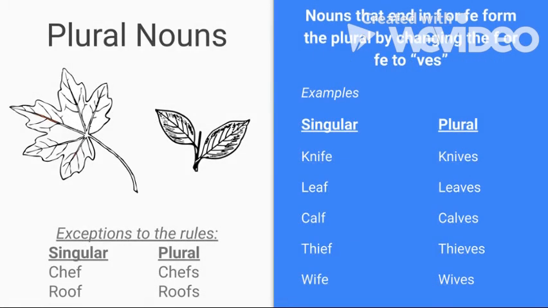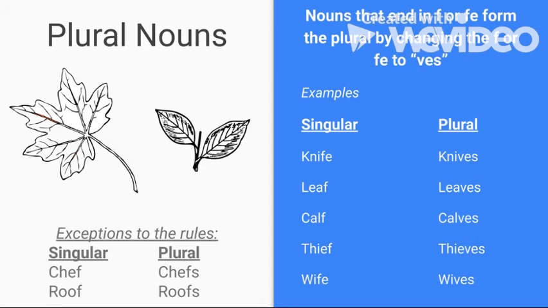Some nouns that end in f or fe form the plural by changing the f or fe to the letters ves. Some examples of singular nouns turning into plural nouns would be knife as the singular, plural would be knives. Leaf turns into leaves, calf turns into calves, thief turns into thieves, and wife turns into wives.